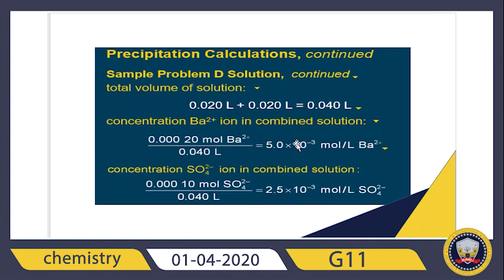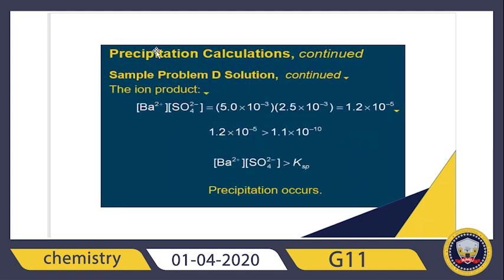We need to multiply these two values by each other, and then we will compare the final value with Ksp. So 5 times 10 to the negative 3 multiplied by 2.5 times 10 to the negative 3 is equal to 1.2 times 10 to the negative 5. This value we need to compare to what? To the Ksp value. You remember we said the Ksp value is equal to 1.1 times 10 to the negative 10.